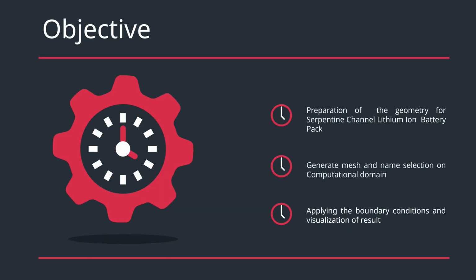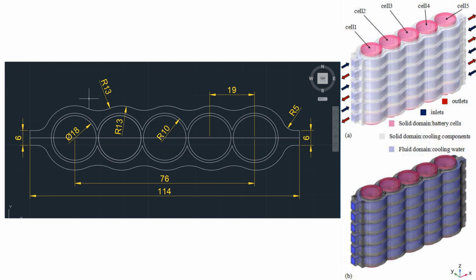So the first objective is preparation of geometry for the serpentine channel lithium-ion battery pack along with the casing, generate the mesh and name selection on the computational domain, applying the boundary conditions and visualizing the results in the post processor. So this is a reference geometry which we are following. It is taken from one of the research papers.